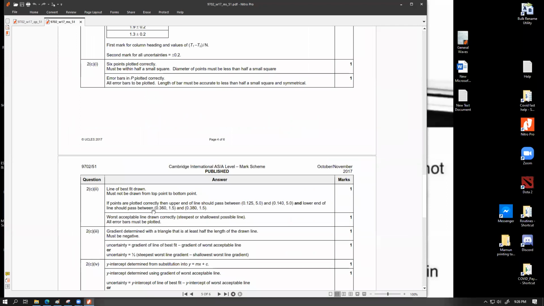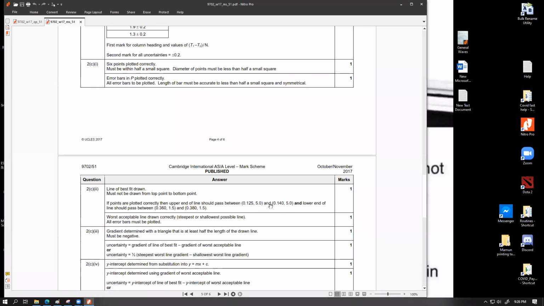Then it says the line of best fit must be drawn from the top to the bottom point, meaning throughout the graph, not just half. If points are plotted correctly, then the upper line should pass between this, and the lower end of the line should pass between this and this. So you see, this is the judgment of your best fit line. Upper line should pass between 0.125 and 5.0.